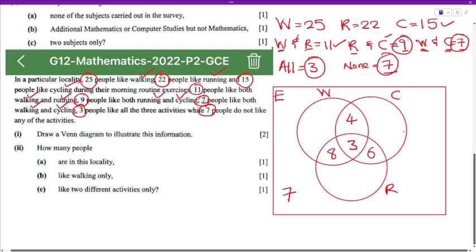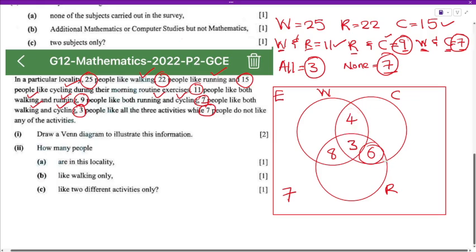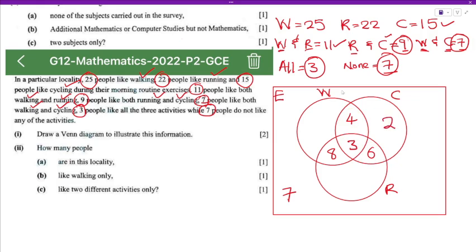Cycling, the set for cycling should be 15. What do you have so far? We have 4, 3, and 6. When you add those, what are you getting? 13, right? 6 plus 4 is 10, plus 3, that is 13. The total should be 15, so meaning you have a 2 here.